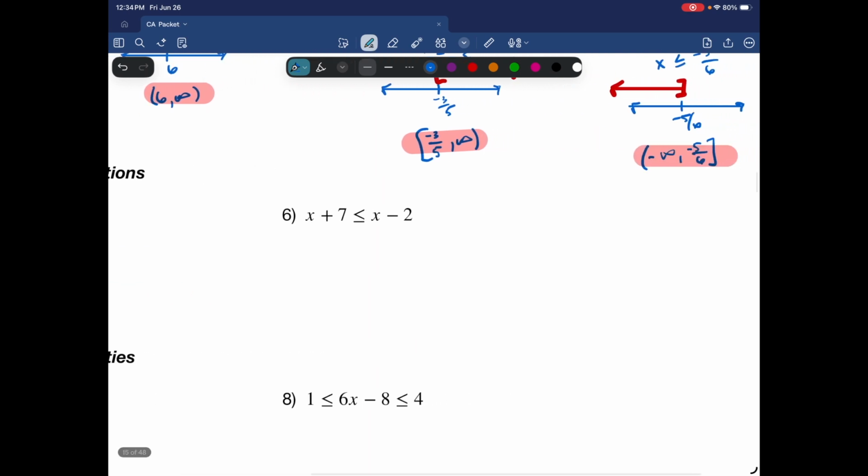All right, what about number 6? I'm going to subtract the x's, and that's going to leave me 7 is less than or equal to negative 2. Well, that's not true. Negative numbers are never higher than positive numbers. Okay, so this is no solution. No solution. And you can spell it out, or you can say 0 with a line through it.